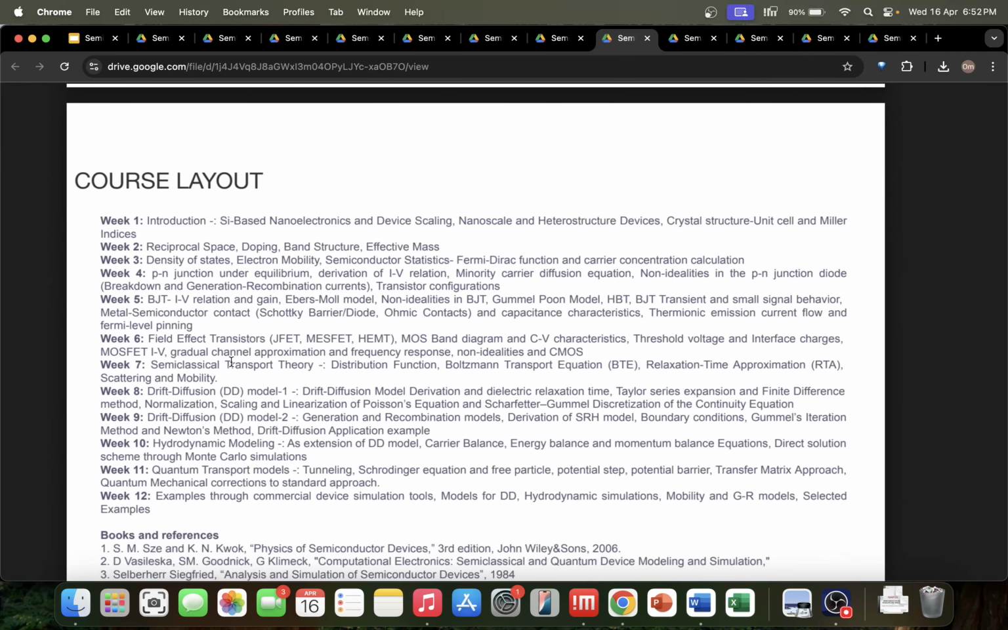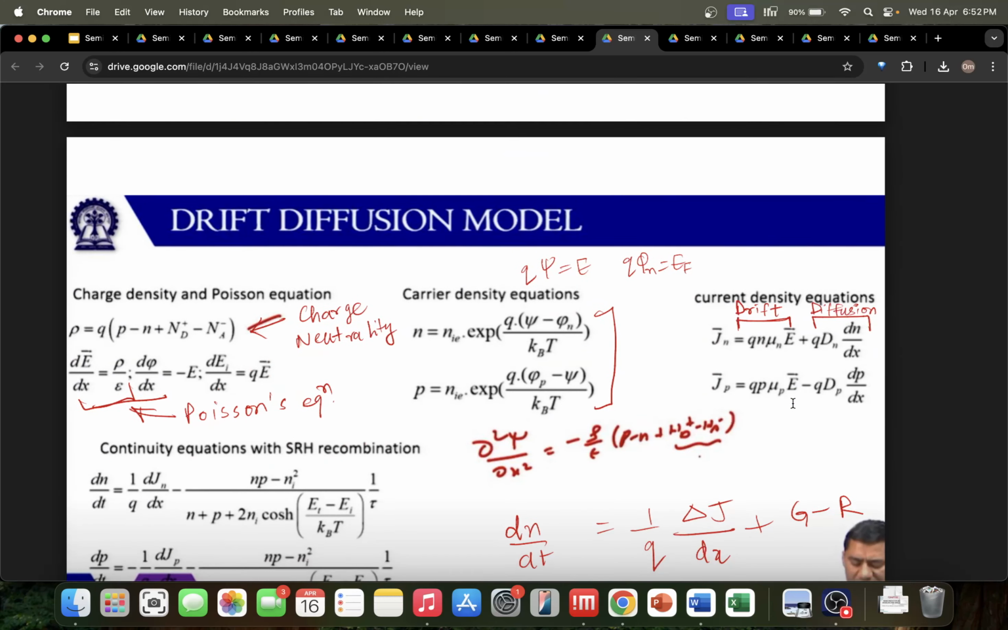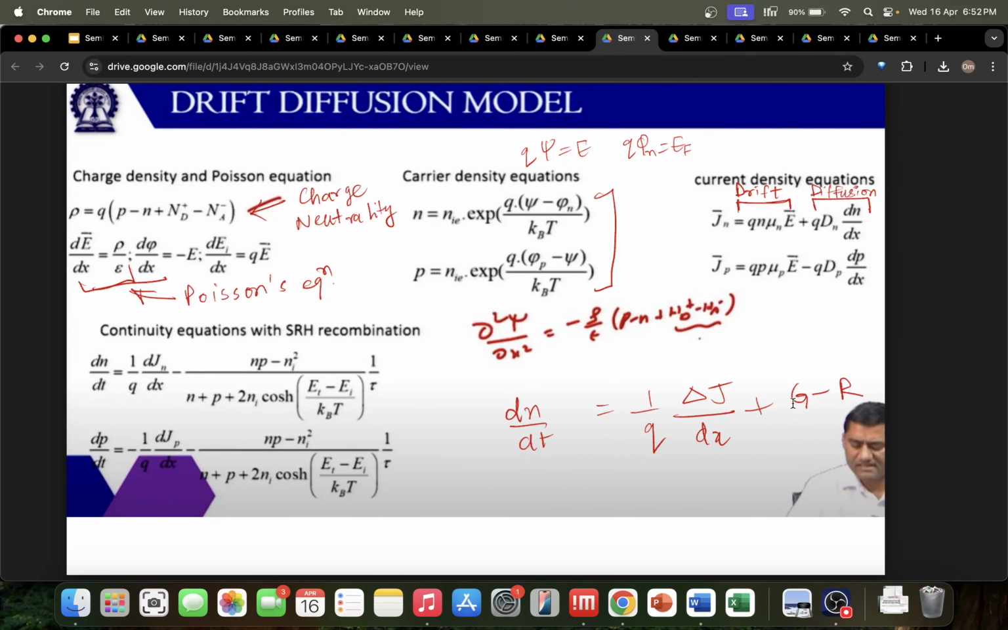In week 8, we studied the drift-diffusion model, Maxwell-Boltzmann distribution, continuity equation, and Taylor series expansion. So we saw the derivation of the drift-diffusion model. What are the different density equations? This is the summary of the whole drift-diffusion model.